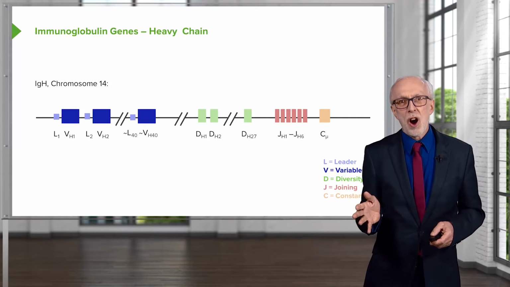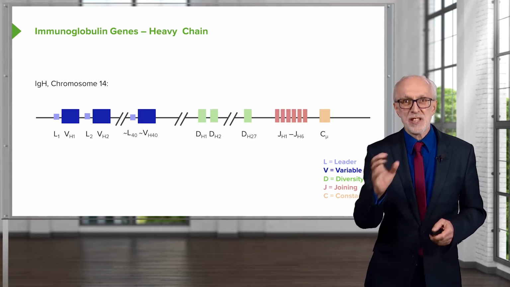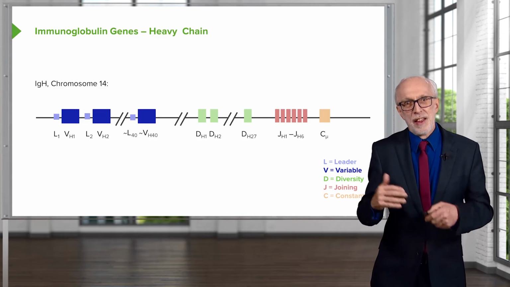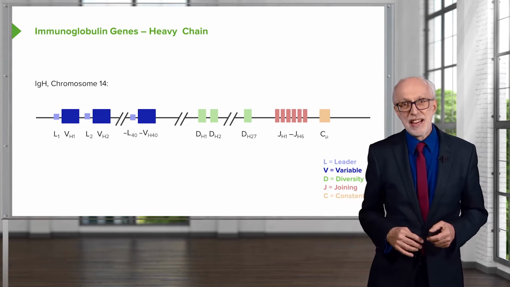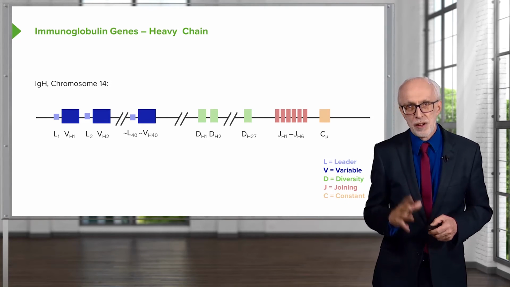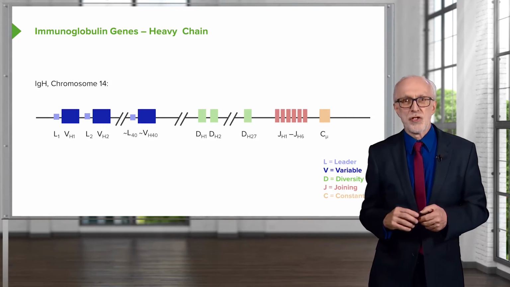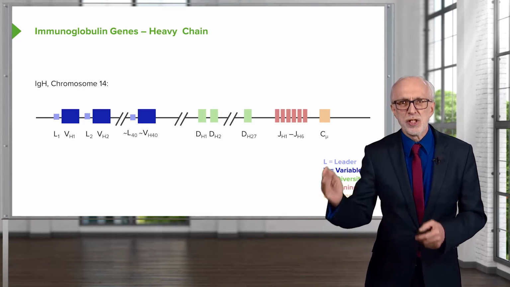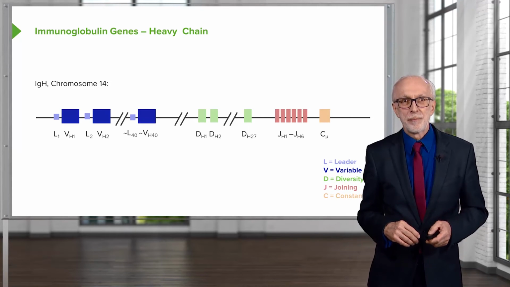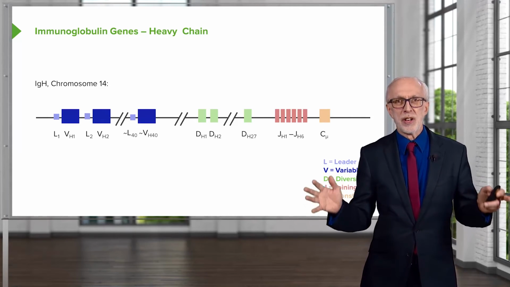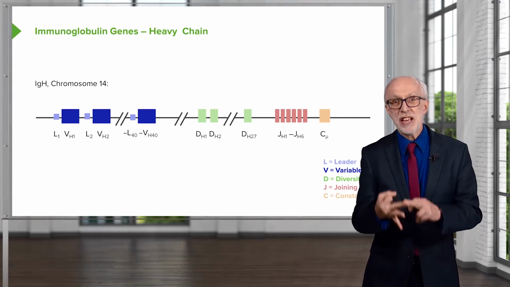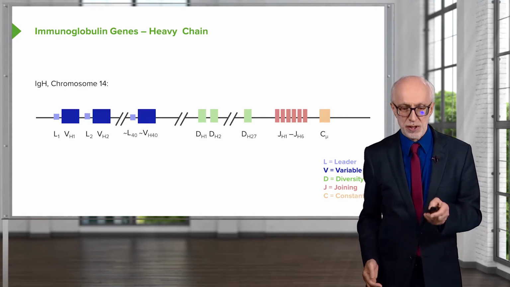We then have a bunch of D segments, diversity segments, shown in green here, and we have about 27 of those. Downstream, or 3' in the DNA sequence from the D segments, there's a bunch of J segments. We have about half a dozen of those, indicated in red here. Further downstream, we have a total of 9 constant region gene segments. Just one, C mu, is shown here. So on the heavy chain gene locus, 4 bunches of gene segments: V variable, D diversity, J joining, and C constant.